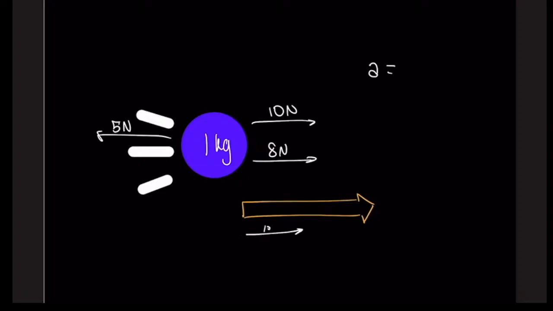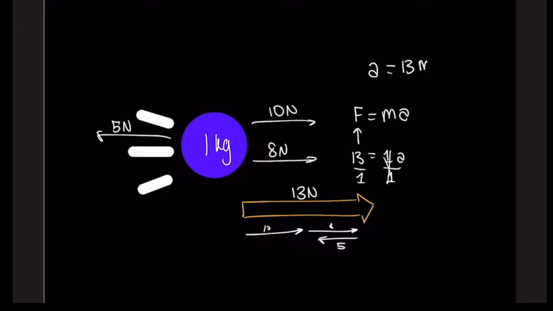So I know I will have 10 plus 8, that's a total of 18, and then that will be counteracted by 5. So we have 18 minus 5 for a total of 13 newtons. Hopefully I've done this math right. And then from there we can just plug this into F equals ma. So F is equal to ma. The F is 13. The mass is 1. The acceleration, therefore, will also be 13. So the acceleration is 13 meters per second squared.